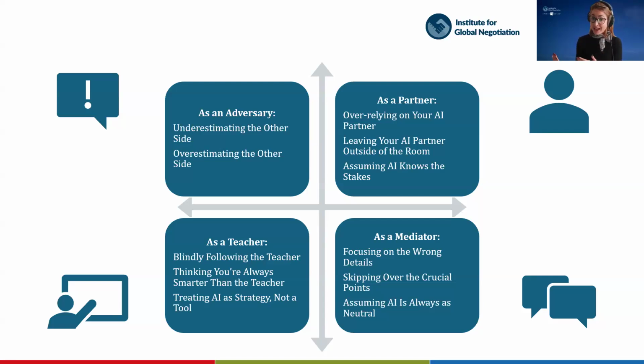As a teacher, you can blindly follow it, which kind of ties into the last point, treating AI as a strategy, not a tool. So, taking everything that it gives you as a given. But you can also think that you're always smarter than the teacher. For some things, AI can be pretty smart. And then as a mediator, you can focus on the wrong details, spending too much time explaining uninteresting or unimportant things. And you can also skip over the crucial points because you wasted too much time on the unimportant things.